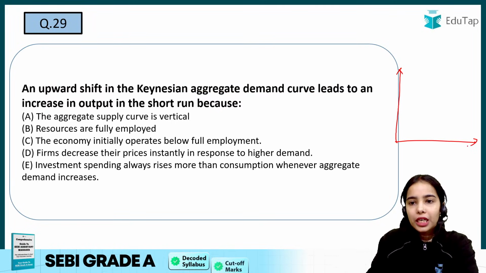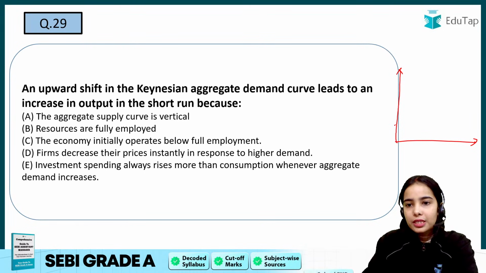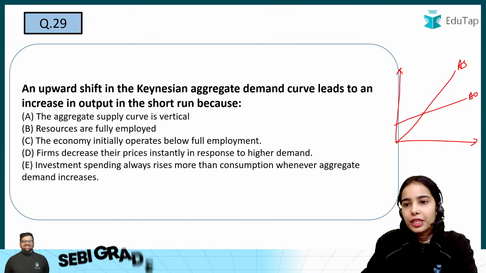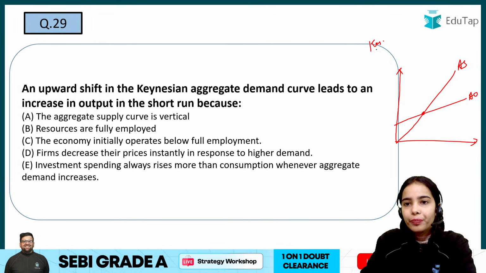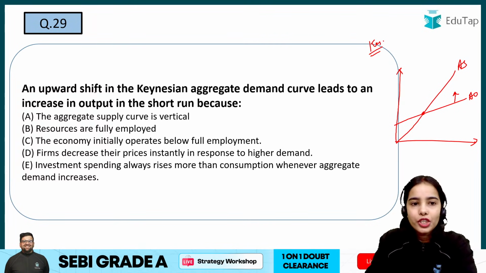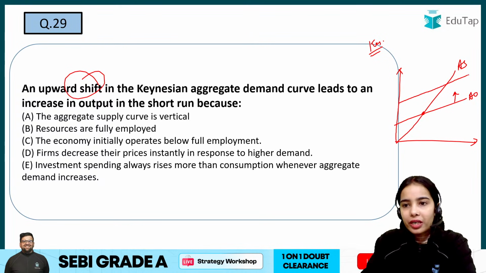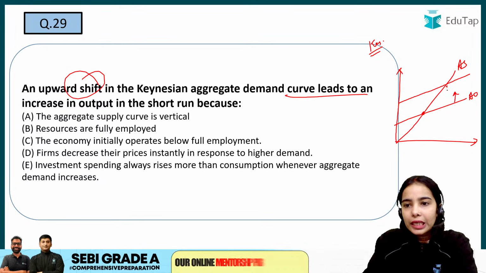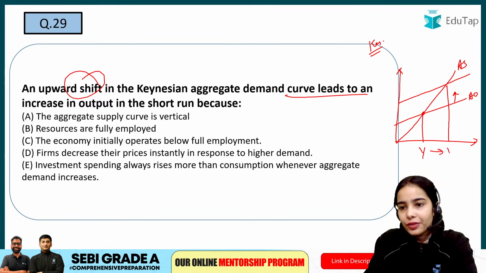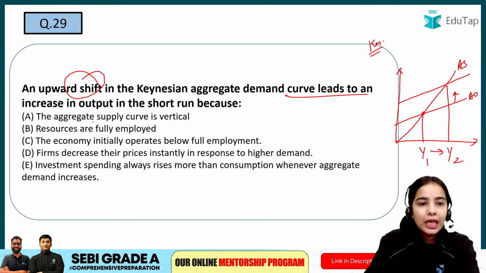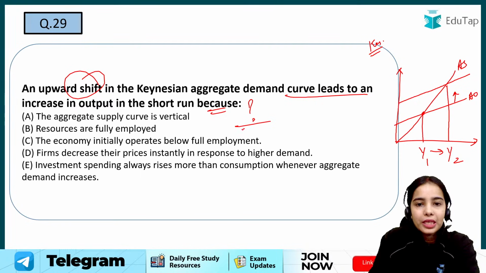An upward shift in the Keynesian aggregate demand curve leads to an increase in output. If we are talking about shift, this is your aggregate demand, this is your aggregate supply. This is the Keynesian cross. If there is an upward shift in the Keynesian aggregate demand curve, it leads to an increase in output. The output has increased from Y1 to Y2. This is because of which of the following reasons?